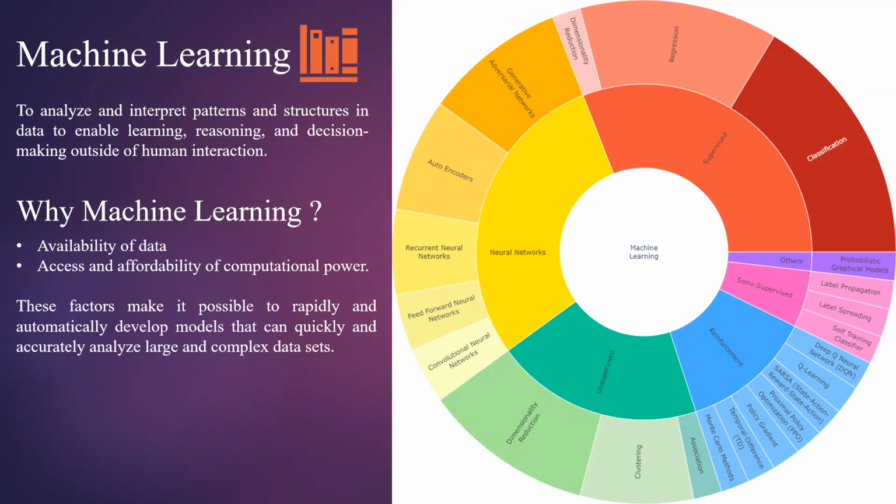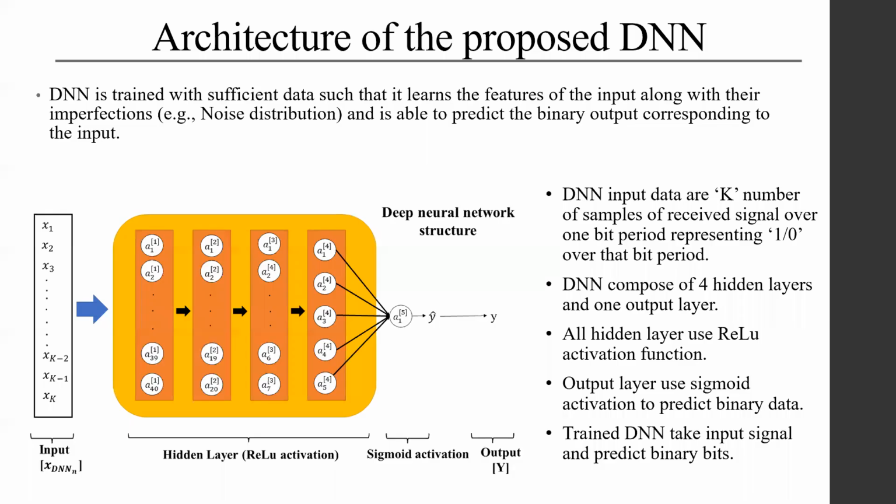Let's see the architecture of our proposed DNN. It contains an input layer, 4 hidden layers, and 1 output layer. The input layer receives k number of samples, which are nothing but oversampled data over a bit period. The hidden layers are 4 in number, which contain numerous neurons and all use a ReLU activation function. The output layer is a single neuron with a sigmoid activation function to predict the binary output 1 and 0.